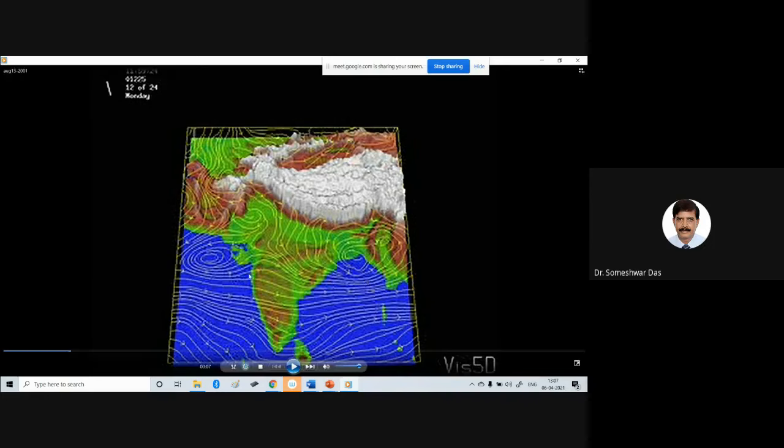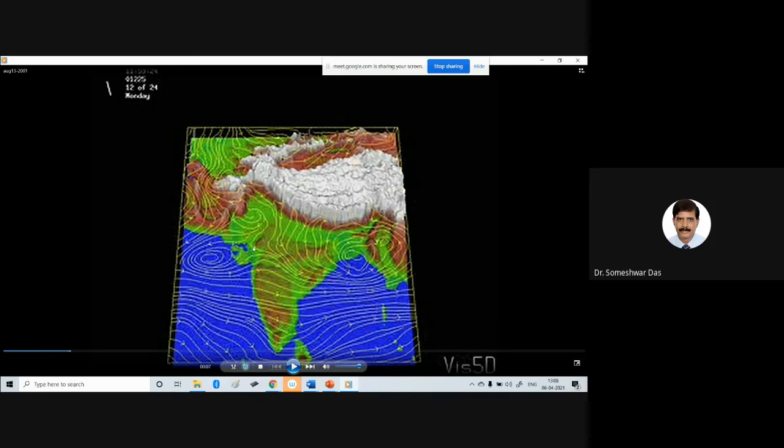So as you can see from these streamline patterns, there is a low pressure circulation or cyclonic circulation here on the Arabian Sea off the coast of Gujarat. And there is another low pressure area, a cyclonic circulation in the head of the Bay of Bengal, two cyclonic circulations. Can you see these two cyclonic circulations clearly? Yes, okay.